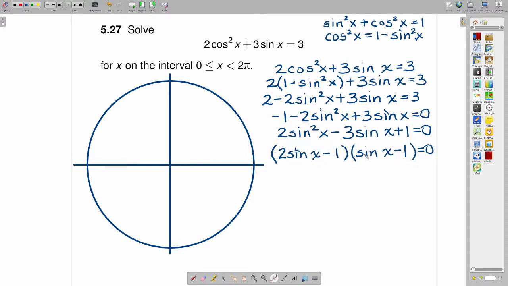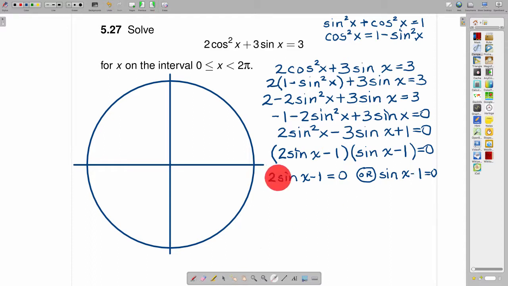We have one thing multiplied by another thing is equal to 0, and that is to say that 2 times the sine of x minus 1 is equal to 0, or the sine of x minus 1 is equal to 0. So now we have two different equations to solve, and let's start with the first one.